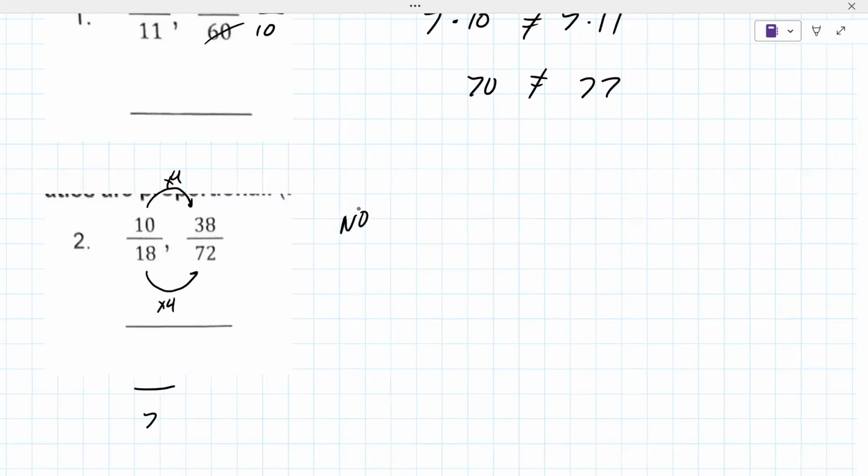So what I'm suggesting here is that in this problem, it might have made more sense to go to the larger fraction to say, no, they are not equivalent. It's not always that you reduce. That's just one strategy of many. Okay, so let's look at a couple more here.